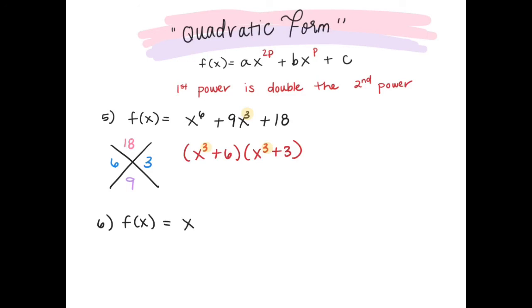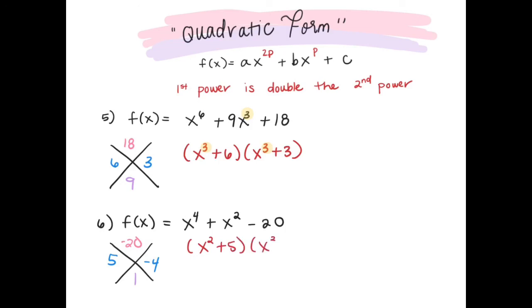Let's try that again. F of x equals x to the 4th plus x squared minus 20. So I need two numbers that multiply together to give me negative 20 and add to give me 1. That should be 5 and negative 4. Remember to use the middle power. So I have x squared plus 5, x squared minus 4. Think you got it? Try the practice, then hit me with the concept check.